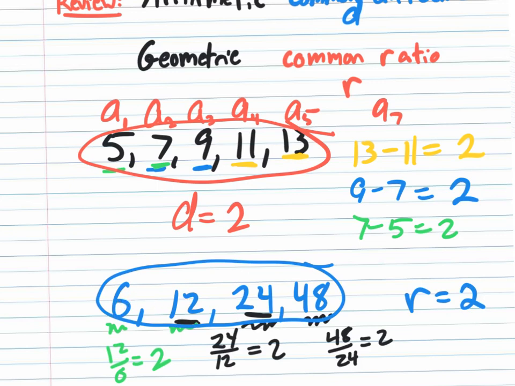Right here, it's growing by 2. 6 times 2 is 12. 12 times 2 is 24. 24 times 2 is 48. I know some of us are thinking, well, I could already see that 6 times 2 is 12, and 12 times 2 is 24. So that's how I'll determine what my r is.